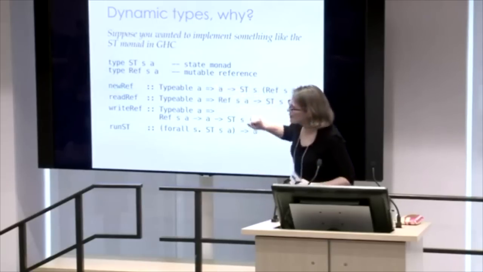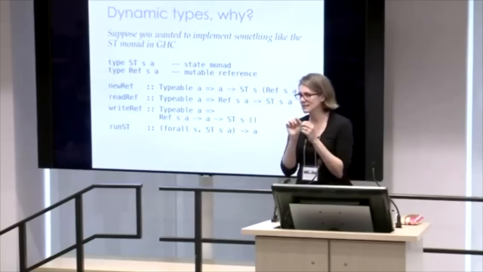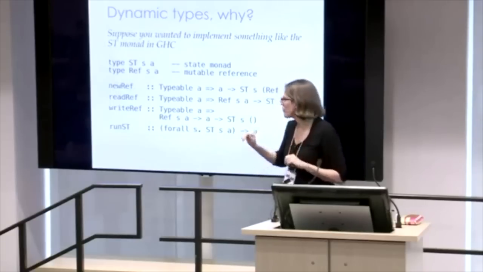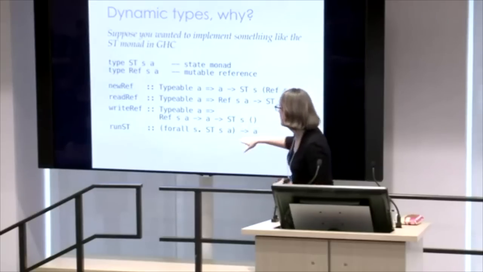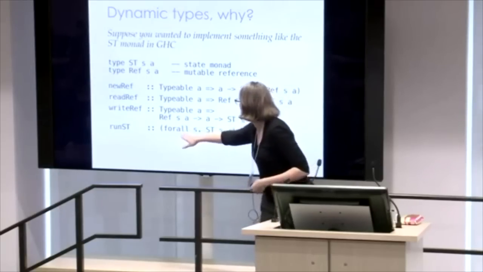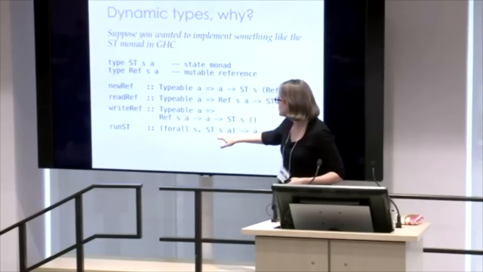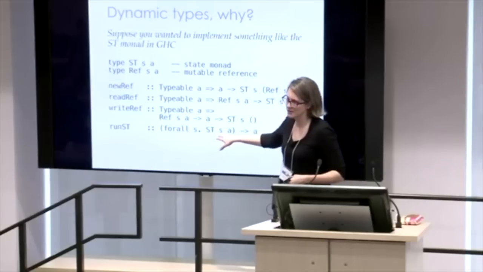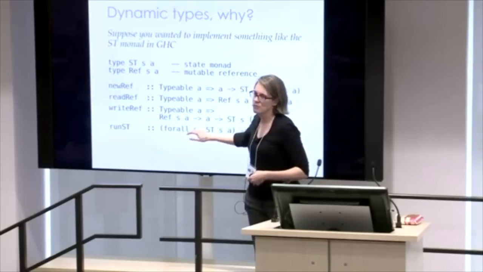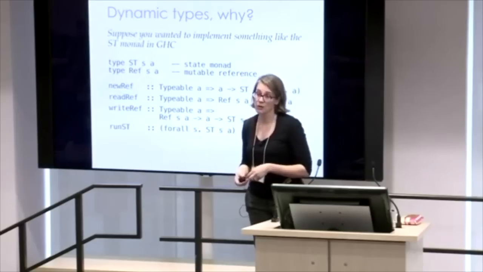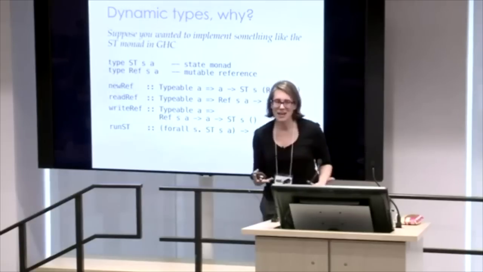There's this S parameter. I'm not going to go into it, but the S parameter is key because it forces the fact that you can't confuse your references together. And so once you've created something in the ST monad, as long as you've used the S parameter parametrically, runST will let you run that monad as if it was pure code.